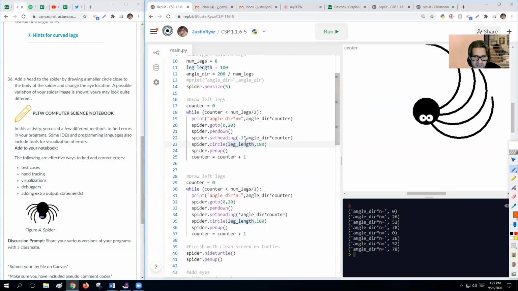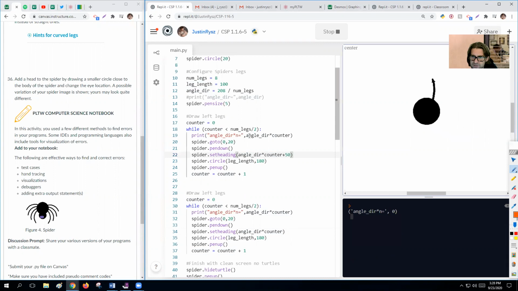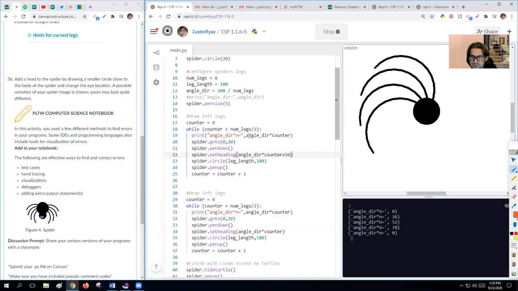Let's take a second, pause, and think about what we're doing. Okay, so I think what we might want to do here is we don't need to change the angle direction. What we need to do is just add a number to it. So let's do just plus 50 here and see if we can add 50 degrees to it. Okay, that's getting closer to what we want for the left legs. And the right legs.